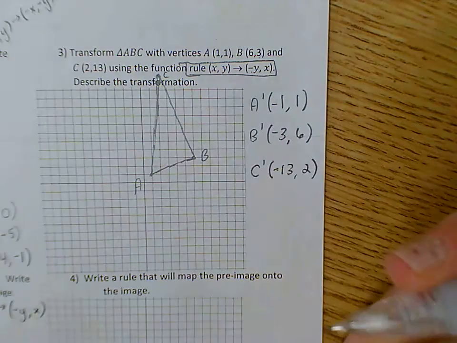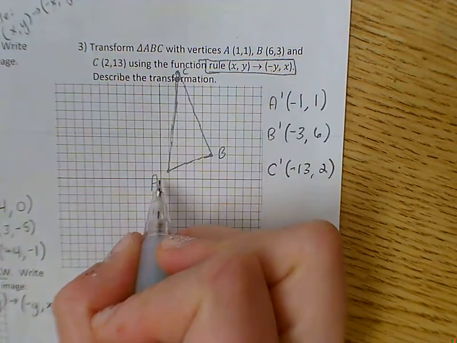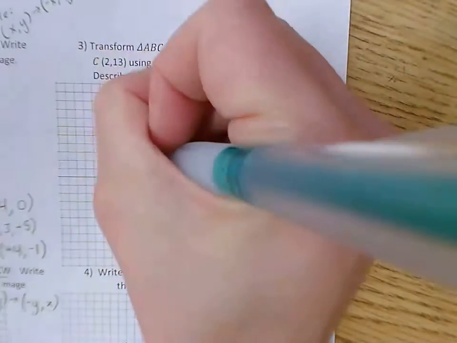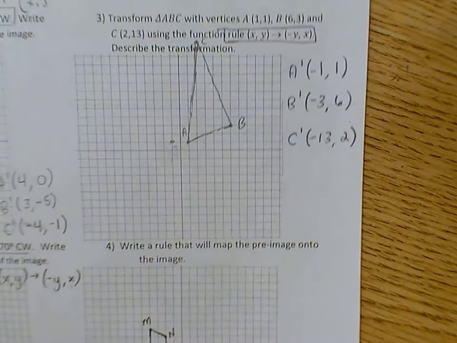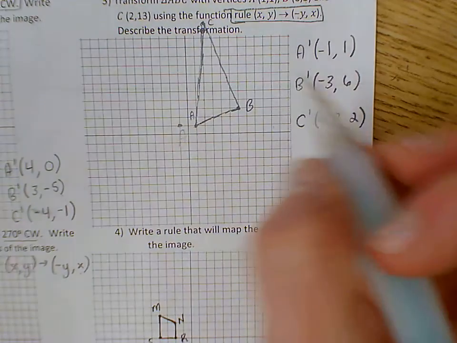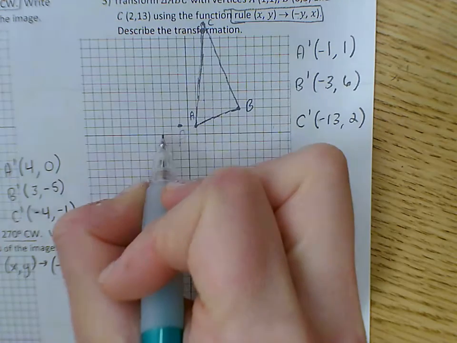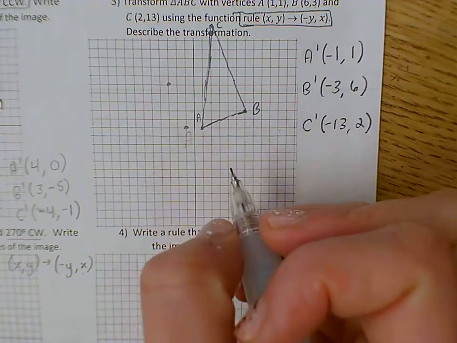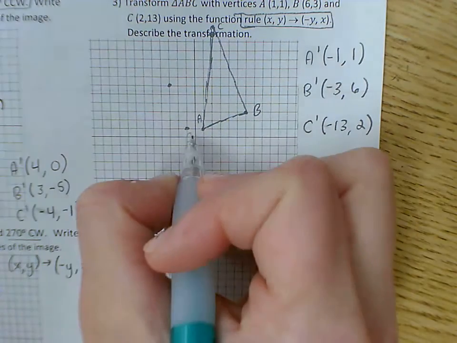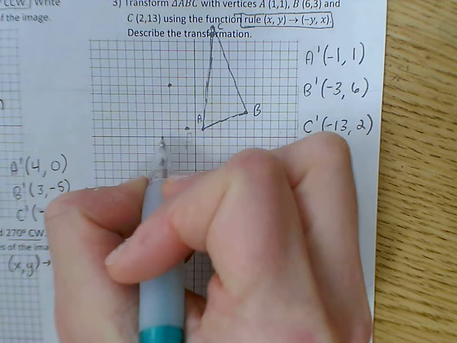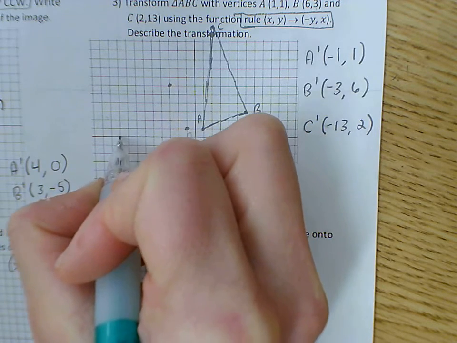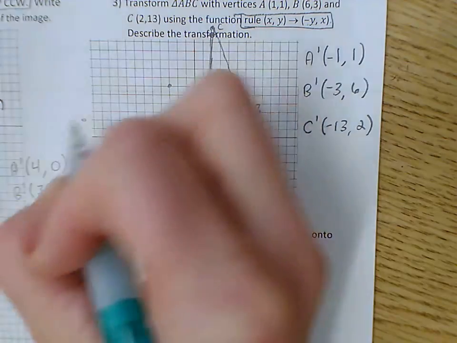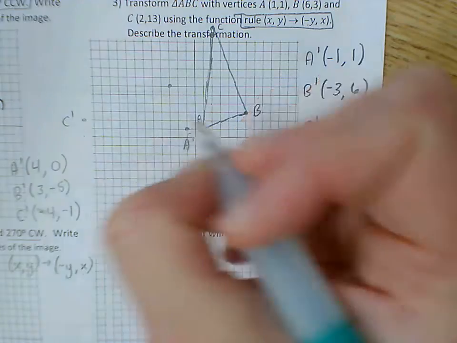And then I'm going to graph it, I'm going to see where it lands. So -1, 1 would be right there. And I'm actually going to move this so I don't get confused. Move it right there. That's A prime. And then B prime is at -3, 6, so -3, 1, 2, 3, 4, 5, 6. And then C prime is at -13, 2. So -13, 1, 2, 6, 7, 8, 9, 10, 11, 12, 13, and then 2 would be right there. Okay, so that's my C prime, that's my A prime, that's my B prime.